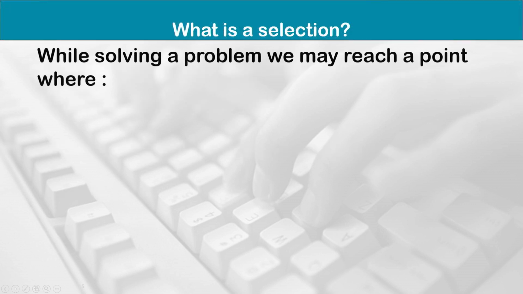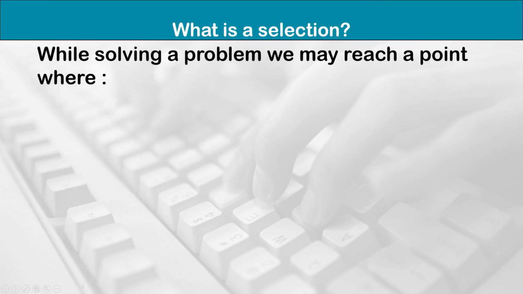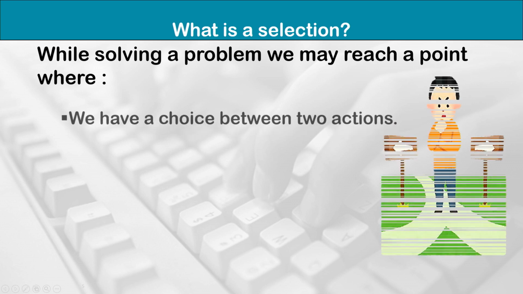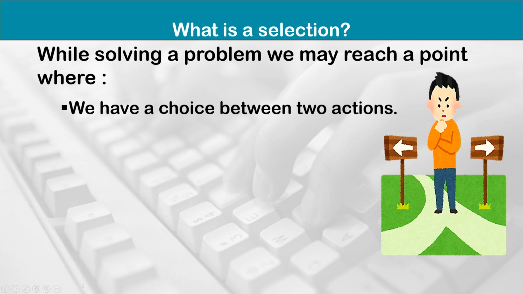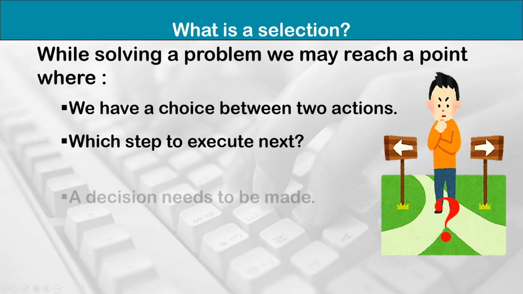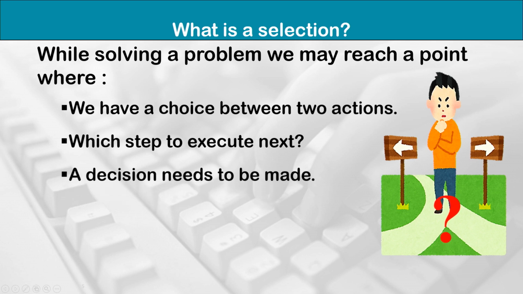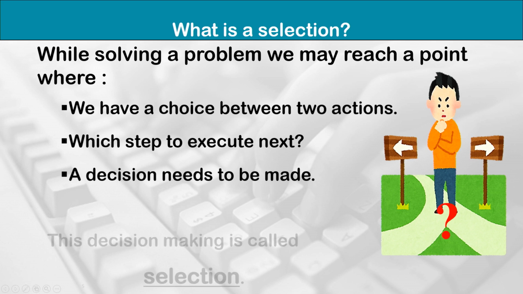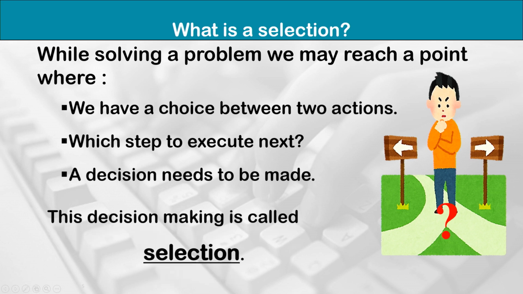What is a selection? While solving a problem, we may reach a point where we have a choice between two actions. Which step to execute next? A decision needs to be made. This decision making is called selection.